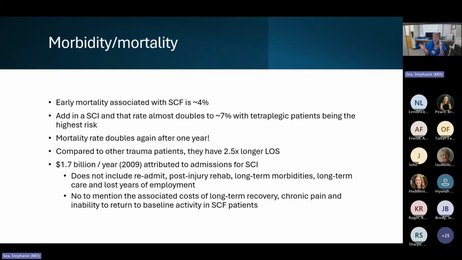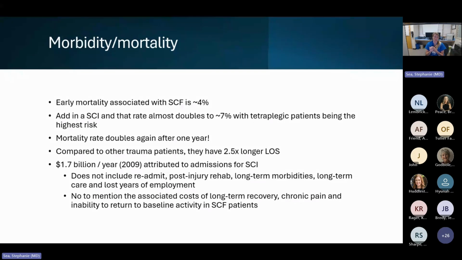Compared to all of our other trauma patients, they have a much longer length of stay. It's estimated to be 2.5 times longer, just because they're requiring so much extra care and time to get them to appropriate rehab situations. This is old data, but in 2009 already $1.7 billion a year was attributed to admissions alone for spinal cord injury. This does not even include the readmissions, especially within that first year, the post-injury rehab, the stay at rehab, inpatient stay, long-term morbidities, and long-term care that these patients require in order to successfully go home.